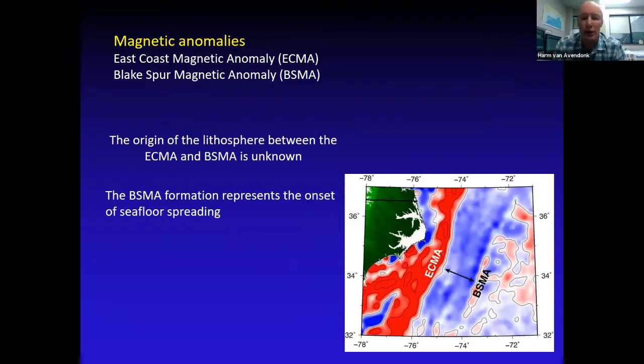So what's interesting about the magnetic anomalies in this area is that there is a large magnetic anomaly on the coast, the East Coast magnetic anomaly, or ECMA. This is very common along all rifted margins. But if you go just a good 200 kilometers farther offshore, there's a second magnetic anomaly, the so-called Blake Spur magnetic anomaly, or BSMA. And we don't really know what the dynamic role is of that feature.